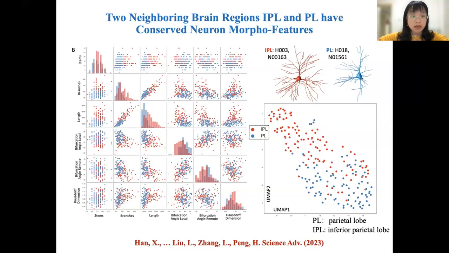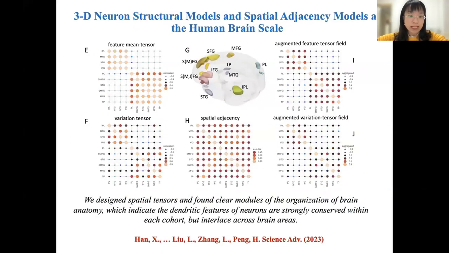As I said, using the feature analysis, although we can see the trend that it's different in different brain regions, clearly they are not separated quite obviously. It's not good for seeing what the difference is in each brain region. So we developed this tensor field analysis. We designed spatial tensors, and we use these spatial tensors to analyze the feature textures and also use the spatial adjacency features.